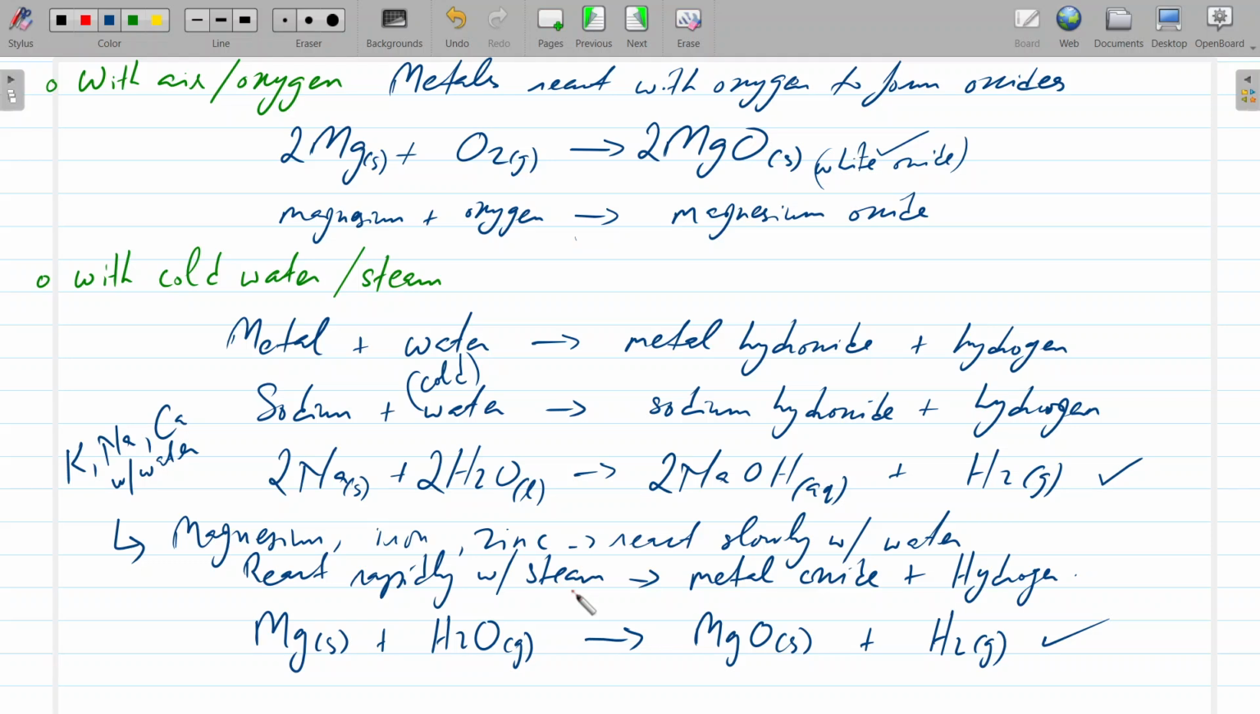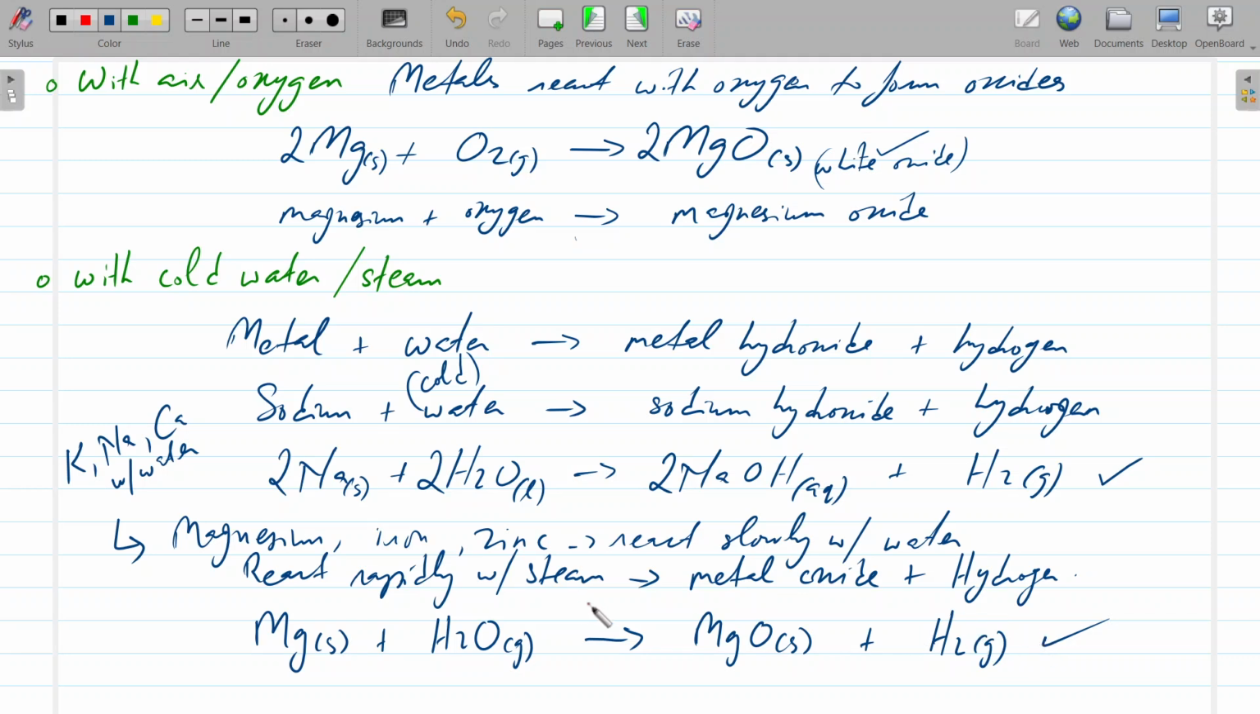But when you've got steam, the thing with steam is it's water vapor. It is water obviously, but then it has energy. It's hot. It has energy in it, and so the metal would react more readily with steam. So you've got magnesium, for example, reacting with H2O gas. So you've got steam, and what you're getting is a metal oxide and hydrogen gas. Remember, the products are different. When metals react with water, you're getting a metal hydroxide and hydrogen gas. When they react with steam, you're getting a metal oxide with hydrogen gas. That's one thing to keep in mind.